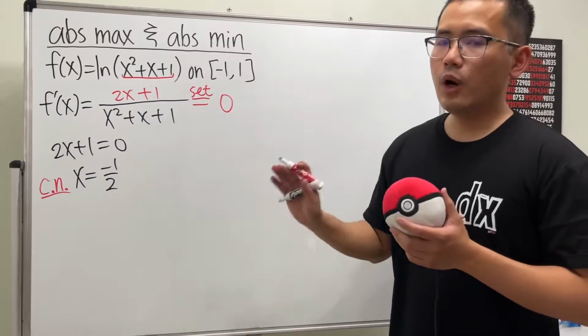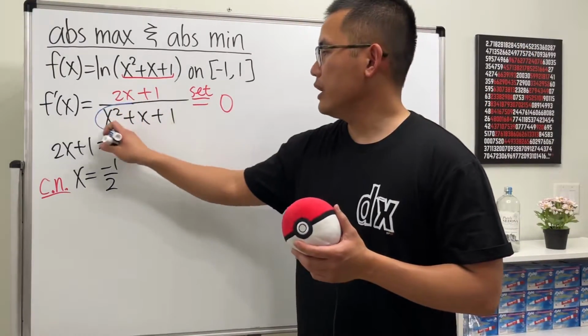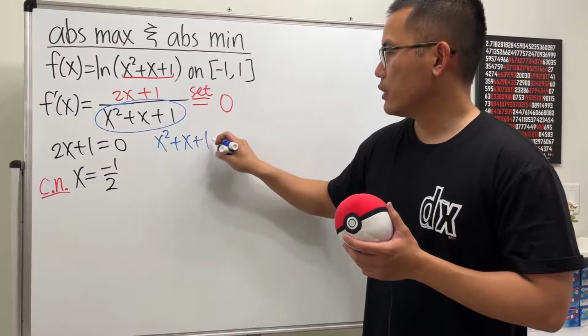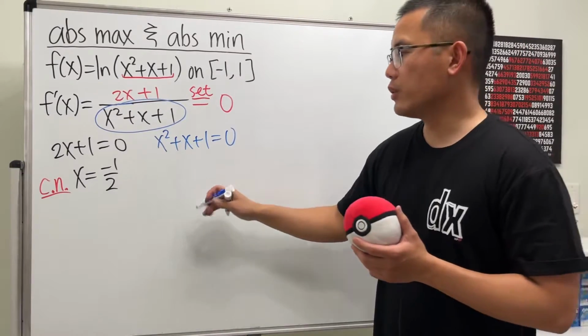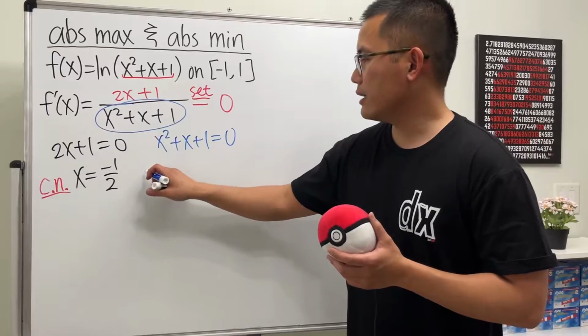And in fact, this is the only critical number because if we look at the bottom and then put it equal to 0, you can use the quadratic formula and I'll tell you, you are not going to end up with any real solutions. You can give it a try.